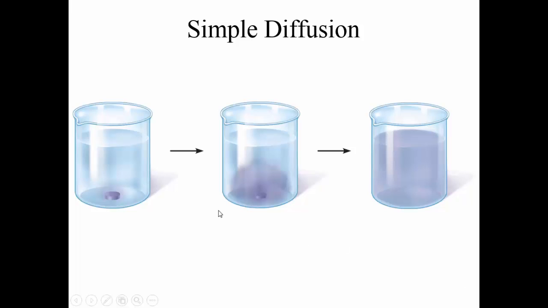In simple diffusion, if we were to put this dye pellet into this beaker of water, molecular movement in the dye pellet would cause the molecules of the dye to start to leave the pellet and enter the water. Over the course of time, the molecules would evenly distribute themselves in the beaker of water. We would call this equilibrium.